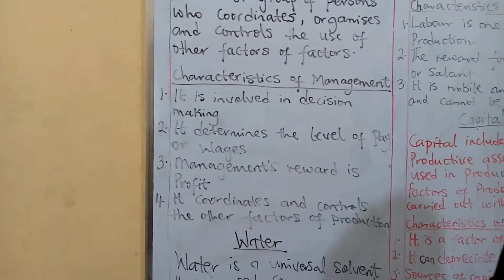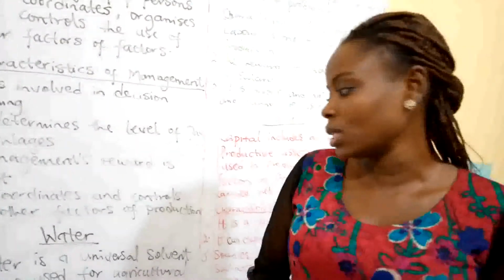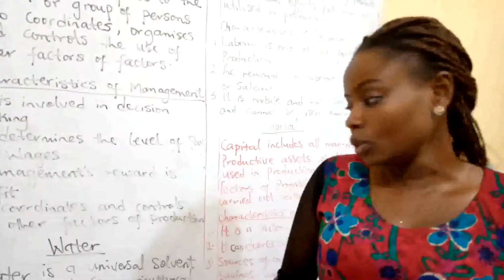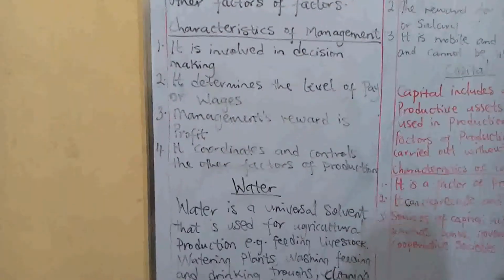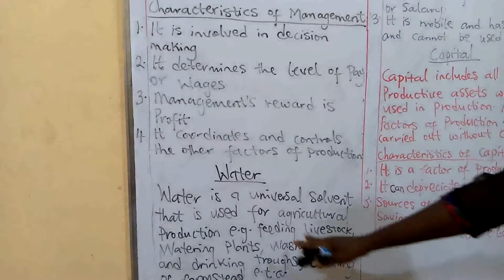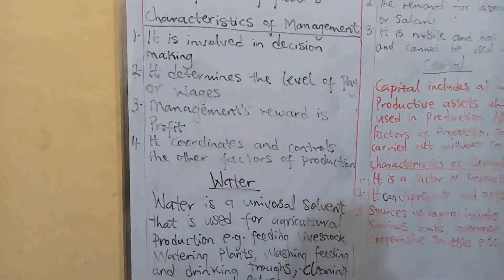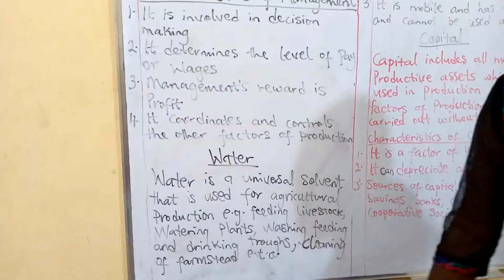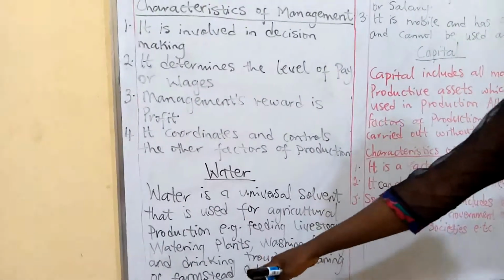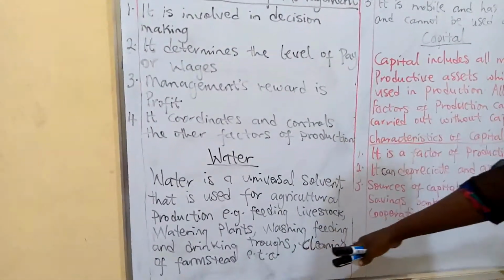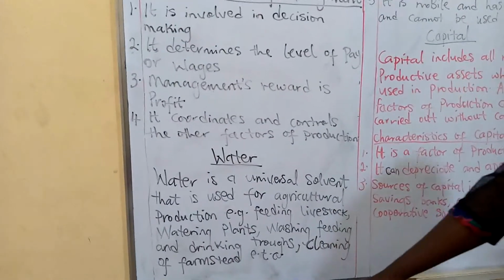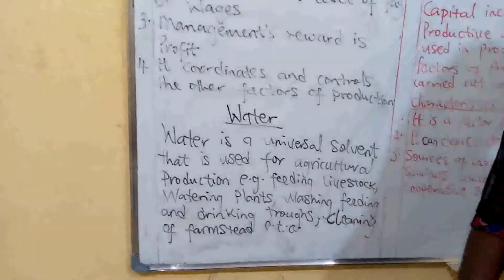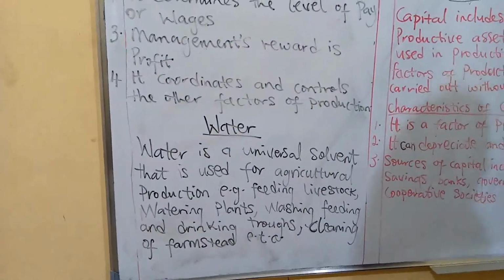Now, the last one I would like to talk about is water. Water is a universal solvent that is used for agricultural production. For example, we use water for feeding our livestock, watering of plants, washing of feeding and drinking troughs, and cleaning of farmsteads. Farmsteads can be farm structures, farm buildings, farm offices, etc.